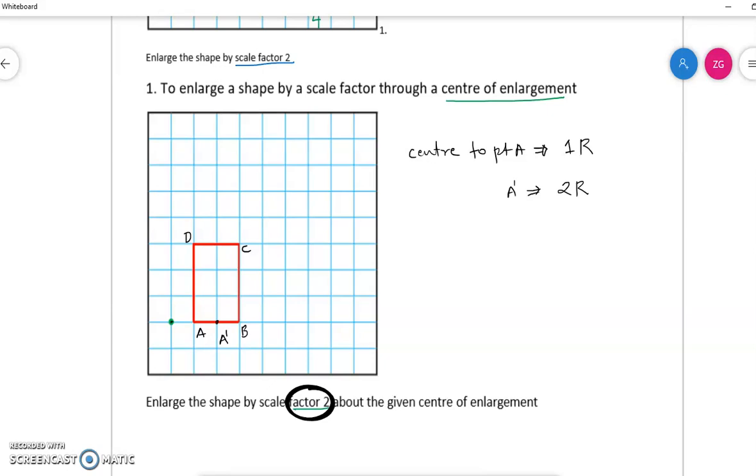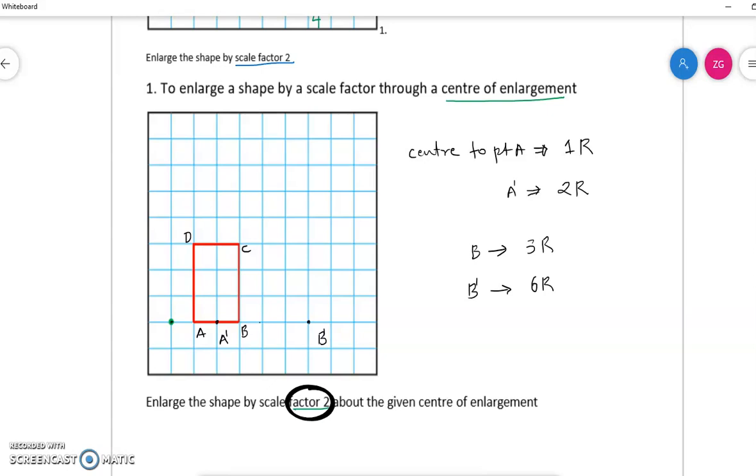Let's locate point B. From the center, point B is 1, 2, 3, so it is 3 right. My B dash will be multiplied by 2. So 3 times 2 is 6 right. From the center I need to go 6 right: 1, 2, 3, 4, 5, 6. This is the position of B dash.